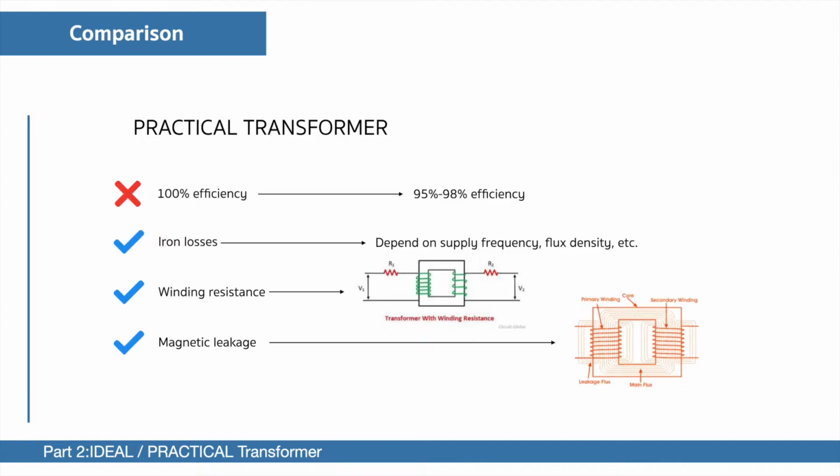Winding resistance. When current flows through the windings, there will be power loss as well as loss in the voltage due to the IR drop. This will affect the power factor, and E1 will be less than V1 while V2 will be less than E2.